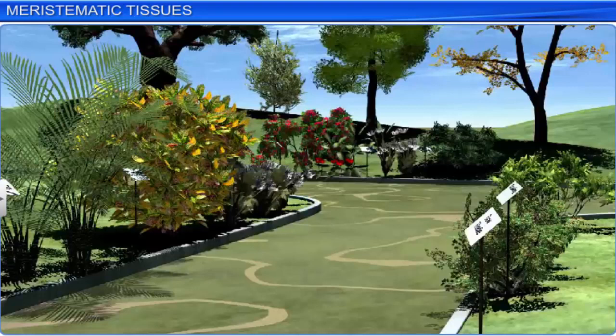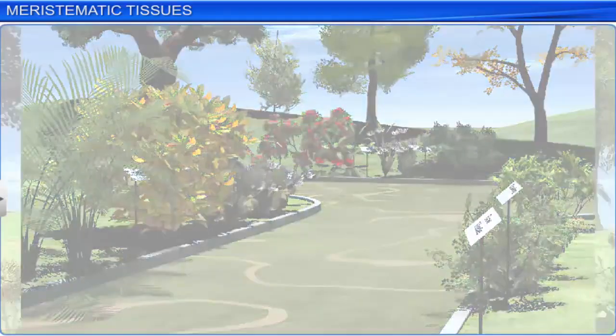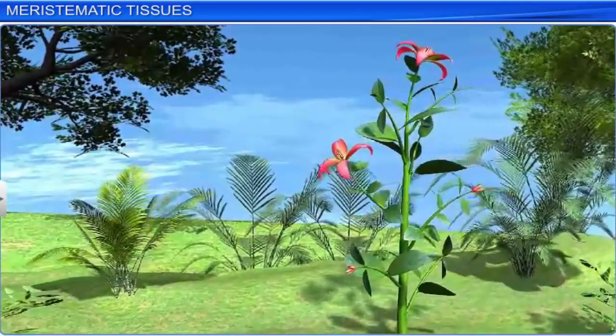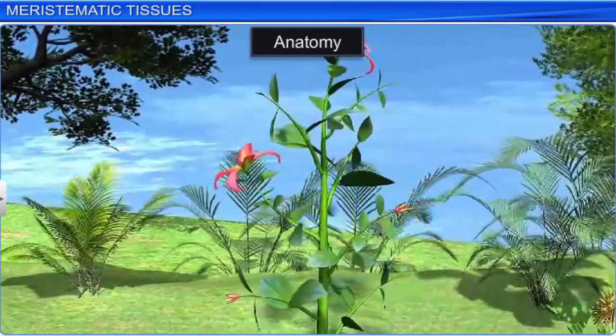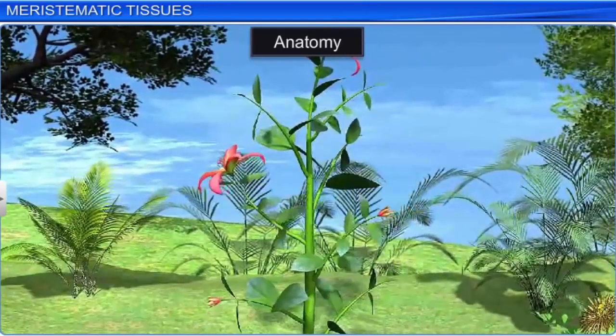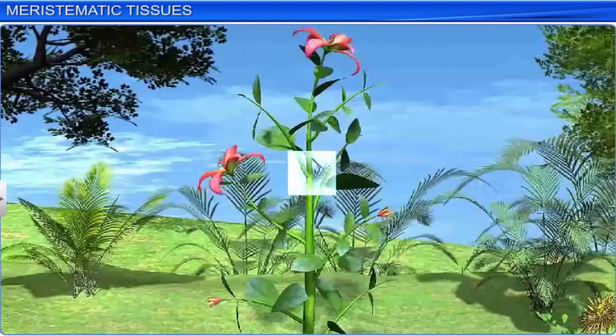We come across several varieties of plants every day. The internal structures of these plants have some similarities and some differences. The study of the internal structure of plants is known as anatomy. Let's understand the anatomy of a flowering plant. A plant is formed of different types of tissues.